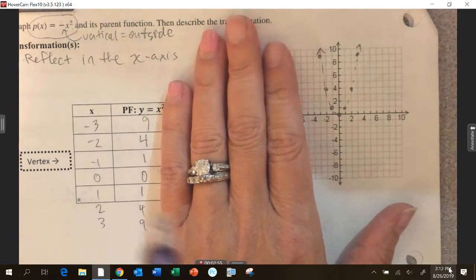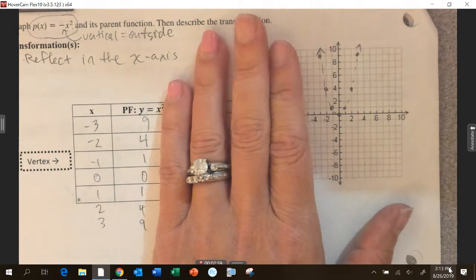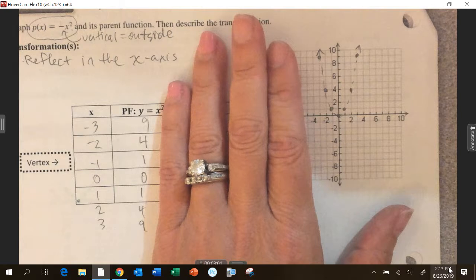Negative 3, 9. Negative 2, 4. Negative 1, 1. 0, 0. 1, 1. 2, 4. 3, 9. They're squares of the x.